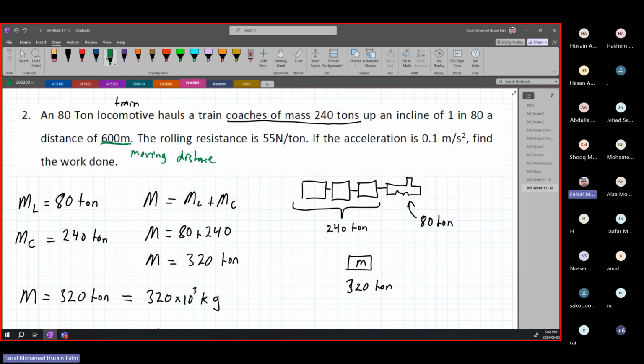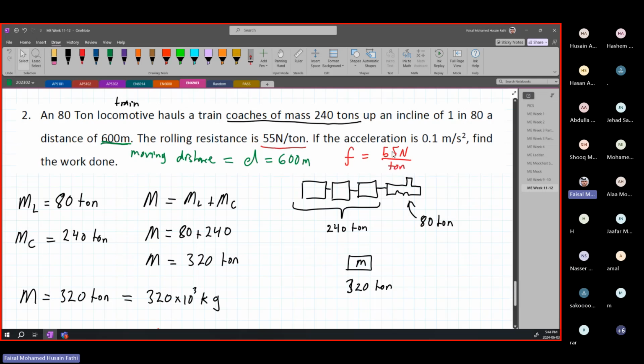Or in other words, this is equal to D, which is 600 meters. The rolling resistance is 55 newtons per ton. So we can call this our friction is 55 newtons per ton. Remember, this is not being given in newtons directly. I'm just actually going to call it friction T. So it's the friction per every ton. It is not the total friction.